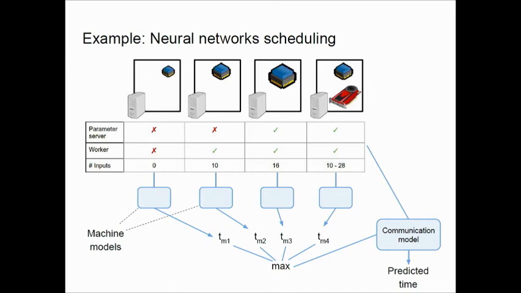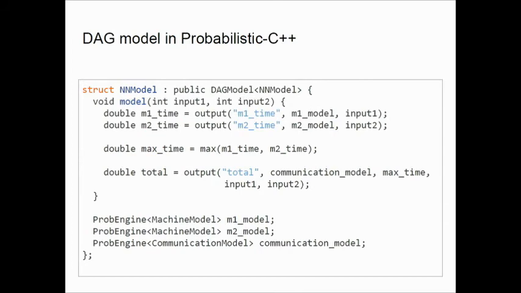And then we know there's also some communication issues, so we're also going to have a communication model, which is going to take as input this max and predict the time. And this lets us, again, do inference in quite an easy way and is expressible in quite an easy way. So this is how I implement this DAG in Probabilistic-C++.